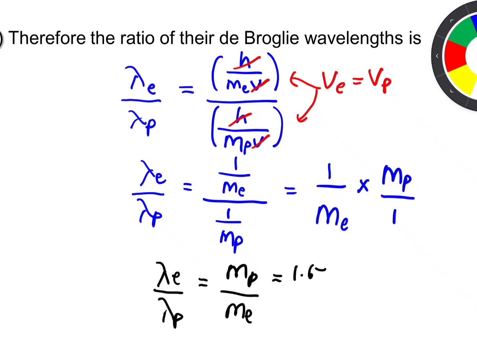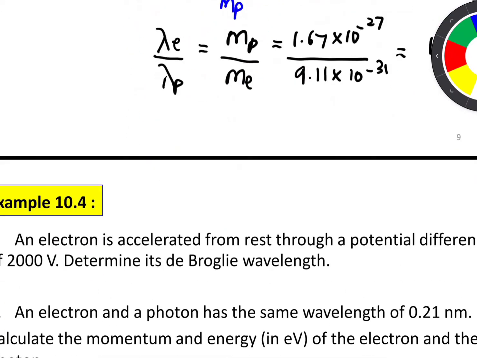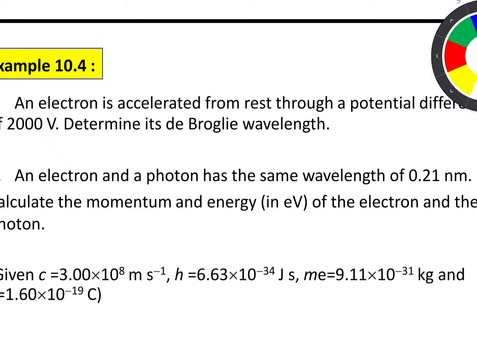So 1.67 power of negative 27 divided by 9.11 power of negative 31. So you get the answer is 1833. Ratio lambda electron over lambda proton. Okay, next, look at the example 10.4.